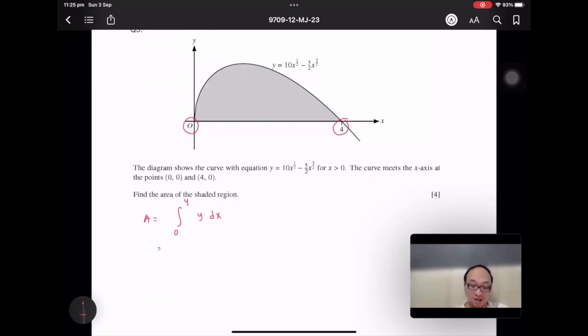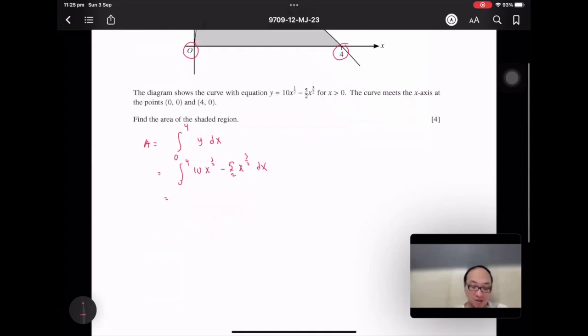So that equals the integral from 0 until 4 of 10x to the power of half minus 5 over 2 x to the power of 3 over 2 dx. So we have x to the power of 3 over 2, so it's 20 over 3, minus x to the power of 5 over 2, so this is 1, and then 0, 4.